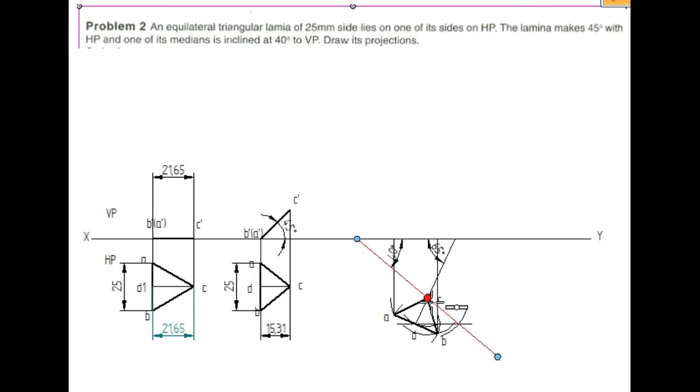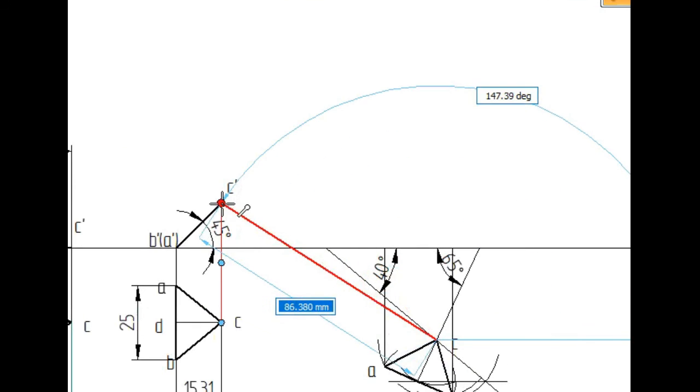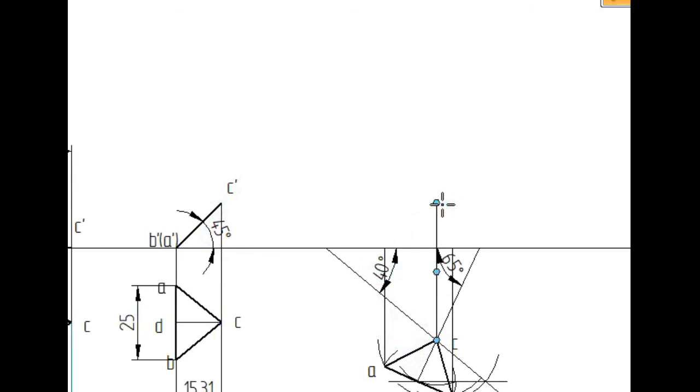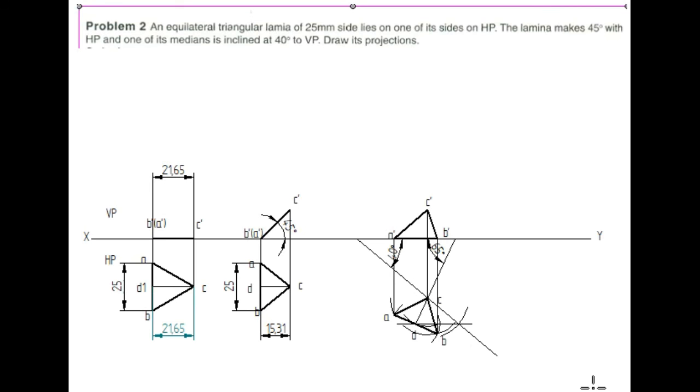Next, remaining is point C, from C to C dash, the intersection point. Yes, so draw a line. It should be a visible line from point B to C, from C to A, from A to B, and name it. This is point C dash because it is represented in the front view, and this is A dash, and this is B dash. This is how the beta angle problem will be solved.